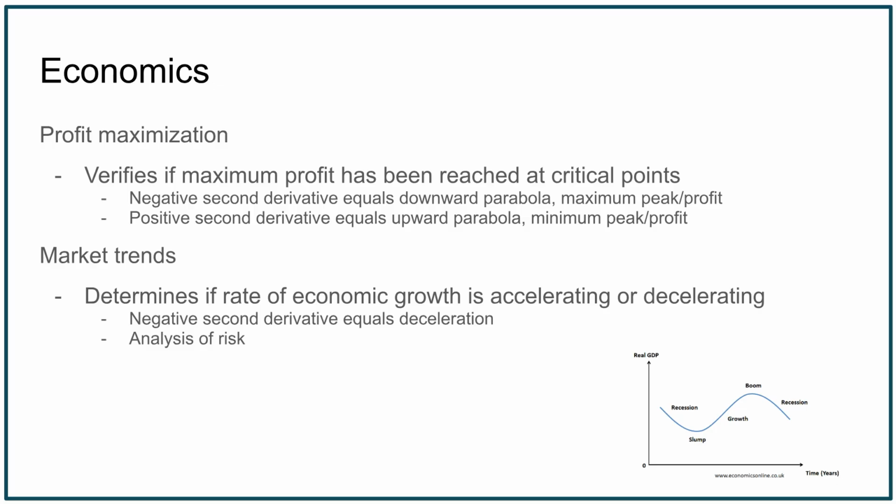The second derivative can also be applied to economics. Two examples are profit maximization and market trends. With profit maximization, the second derivative is used to verify if maximum profit has been reached at critical points. Side note, critical points are determined through the first derivative. If the second derivative is negative, there is a maximum profit, and if it's positive, there is a minimum profit. For market trends, the second derivative can be used to determine if the rate of economic growth is accelerating or decelerating, which can help investors analyze risk.